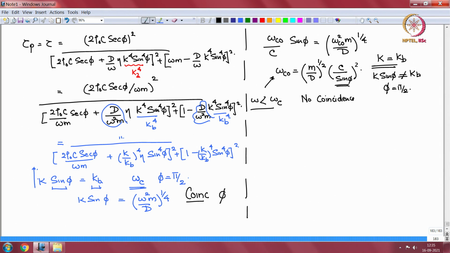So now we will look at various regimes based on this formula over here. Meanwhile, the time is actually up, so I will close the lecture here and continue in the next class.